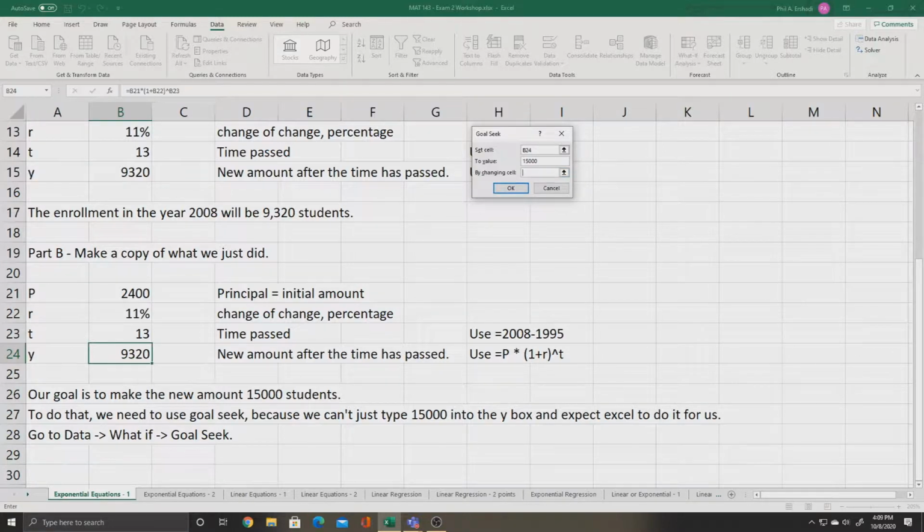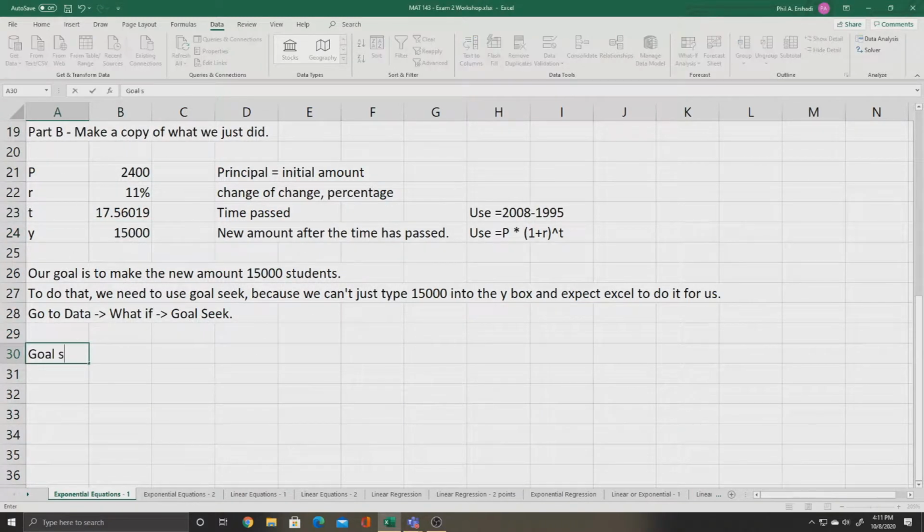Now we want that third box to change the amount of time that's passed, okay? Because the rate is always 11%, and the starting amount is always 2,400. So we don't touch those. We're going to be changing the time that's passed. We're effectively going to wait until we reach 15,000, which is going to take a little bit more time than the 13 we have right now. So press OK. Excel will adjust the value for us. There we are. So we have that the amount of time that's passed is 17.56 years.